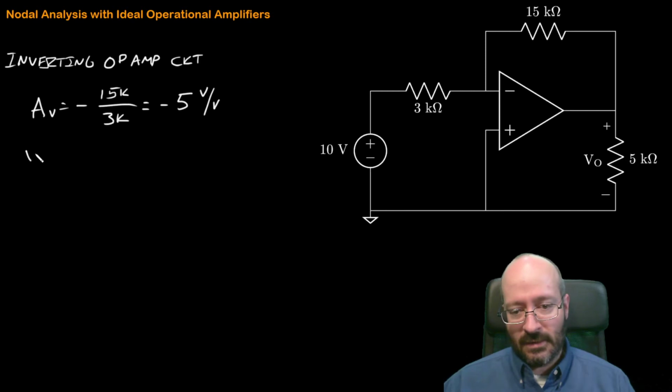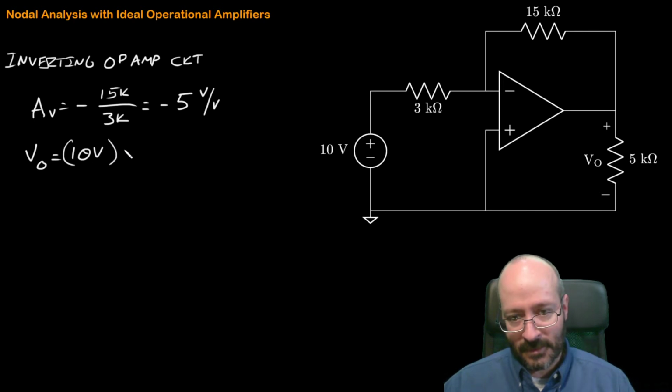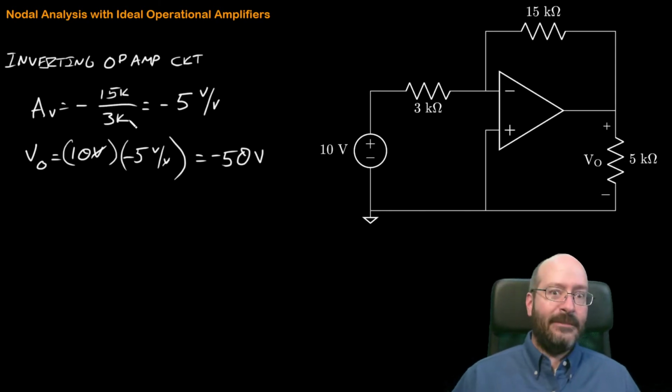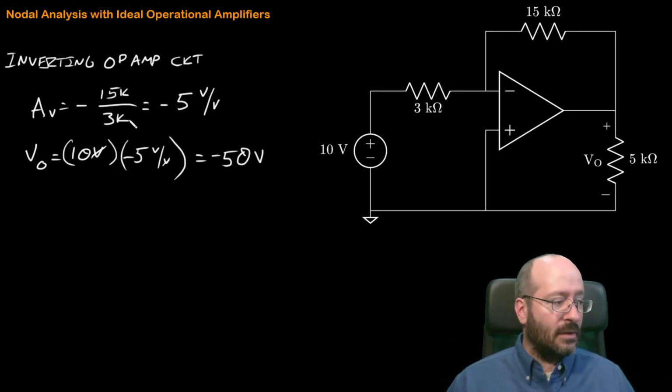Okay, so then we can say that V out is equal to 10 volts times, let's stick some parentheses here, negative 5 volts per volt. Okay, and that's negative 50 volts, right? Because look at our units, those drop out, and we're left with volts, negative 50 volts. Okay, that's great. It was fast, right? But this is for a circuit that's well known. What happens when you have a circuit that's not well known?